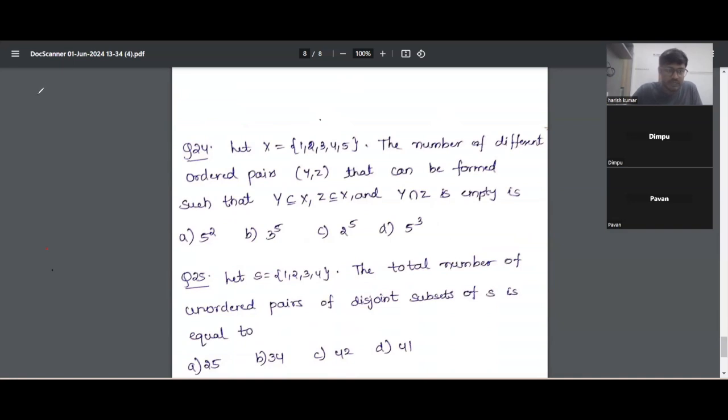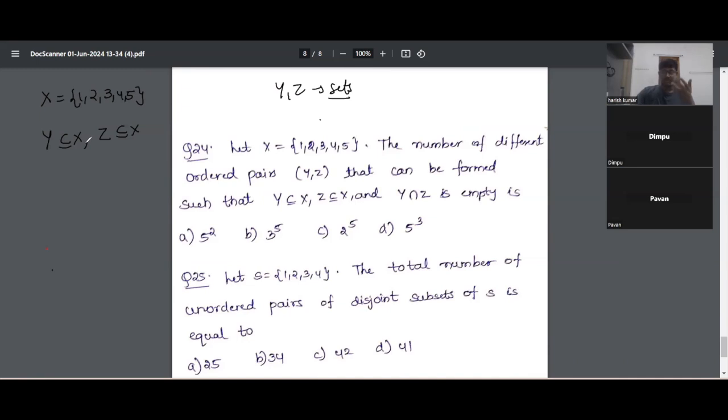First, let's try to understand the question. There is a set given, X, which is 1, 2, 3, 4, 5. The number of different ordered pairs is asking y comma z. And what are y and z? Y and z are also sets that can be formed such that y is a subset of x, and z is a subset of x. So both of them are subsets of x only.